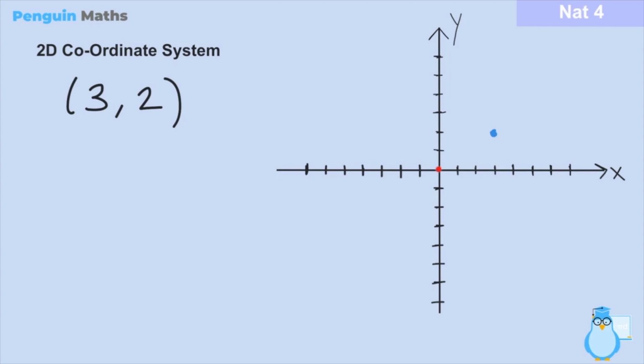And again, we can see that we've moved 1, 2, 3 along the x, and then 1, 2 up the y, and that gets us at this point. Now what about the point 4, 1? So what that means is we're moving 4 places along the x-axis to the right, and then 1 place up the y-axis. So starting at the origin, we move 4 places to the right, 1, 2, 3, and 4, and then we move 1 up, so that gets us the point right here, 4, 1.